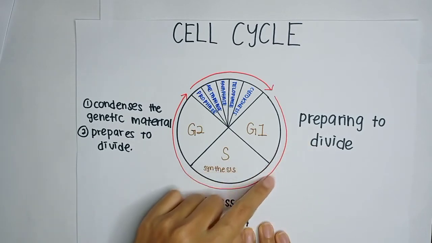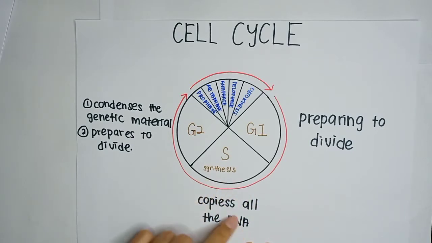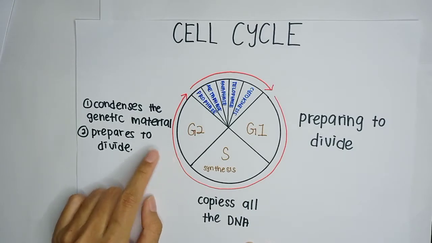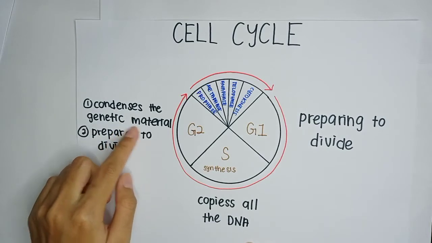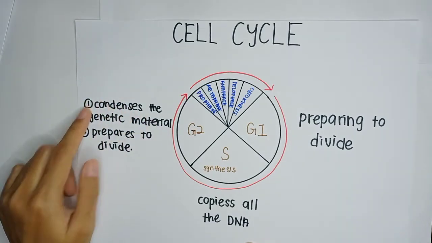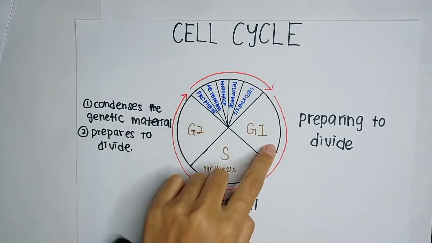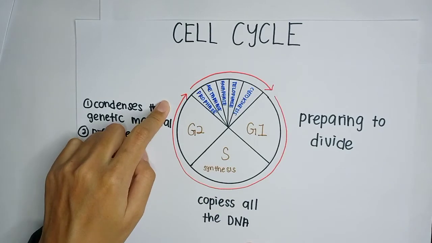It then moves into the S phase where the cell copies all the DNA. After the DNA is copied, the cell moves into the G2 stage where it organizes and starts to condense the genetic materials and prepares to divide. After all these stages, G1, S and G2, we move into the next stage, which is mitosis.